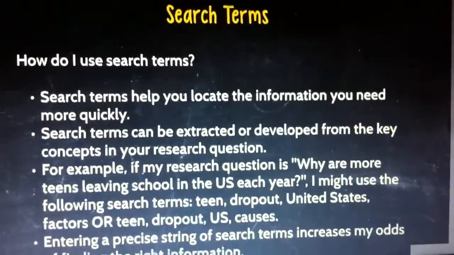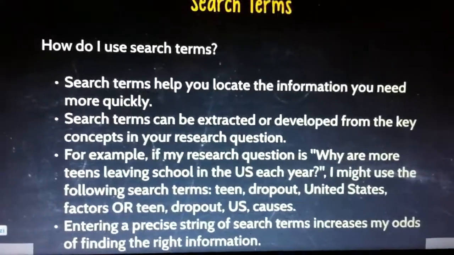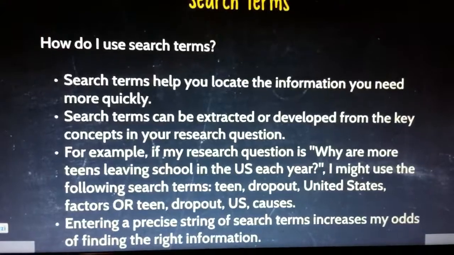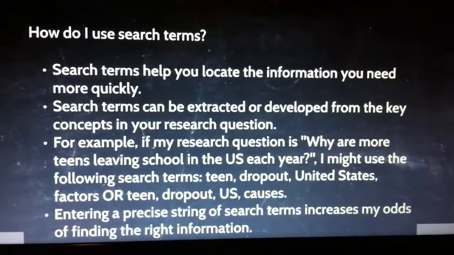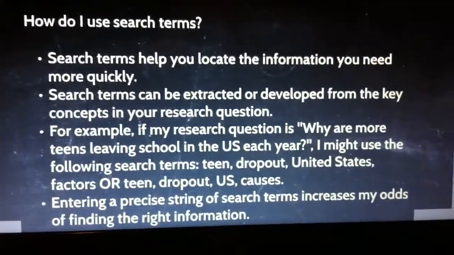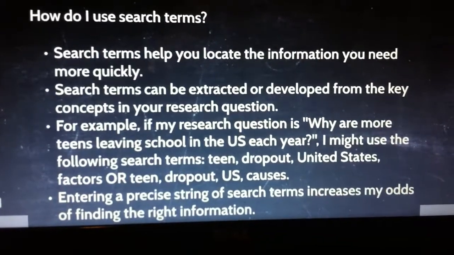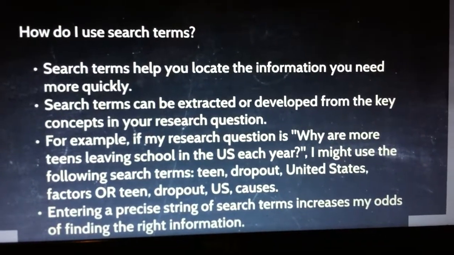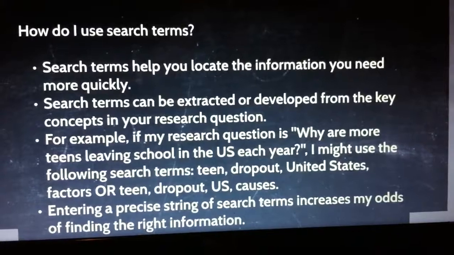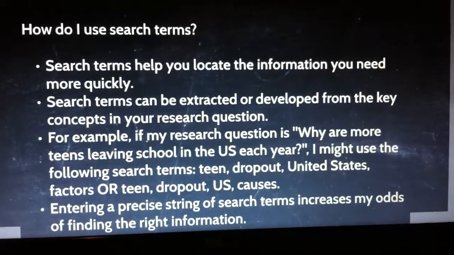The next thing we're going to do is talk about search terms. So your EQ here is, how do I use search terms? Search terms help you locate the information you need more quickly. They can be extracted, which means pulled out, or developed from the key concepts in your research questions.